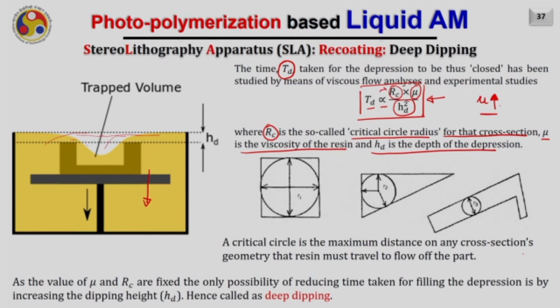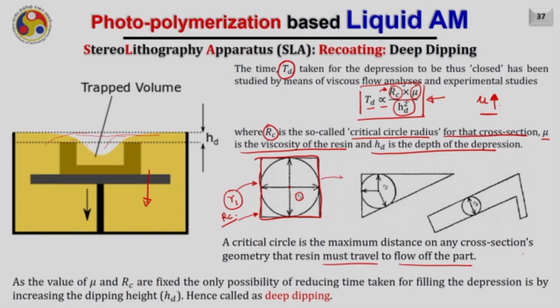Now let us discuss about RC. A critical circle is the maximum distance on any cross section's geometry that resin must travel to flow off the part. So for example, this is the cross section we are obtaining for a particular level of Z height. This is the cross section which I am highlighting here in red color. In this, a circle of radius R1 can be drawn, and this R1 is the maximum possible radius for the circle which can be drawn inside this cross section. This R1 will be called RC.